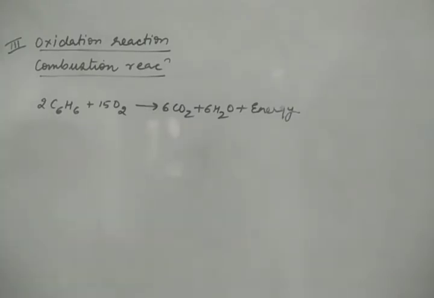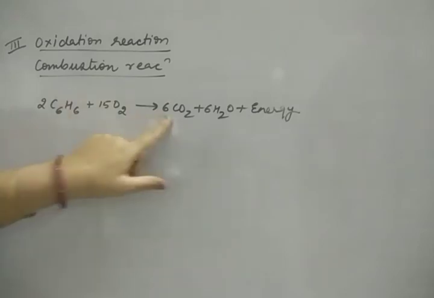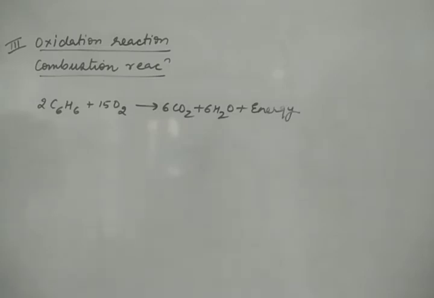Now the next type of reaction which is shown by benzene is oxidation reaction, and in the oxidation reaction we'll discuss combustion reaction. Combustion means burning in the presence of oxygen. So benzene is changed to carbon dioxide plus water, and a large amount of energy is released. Combustion reactions are generally exothermic.